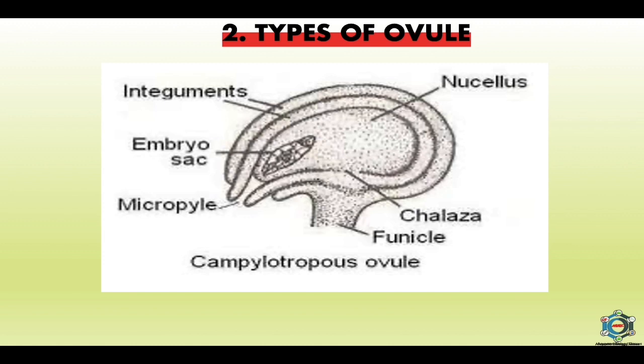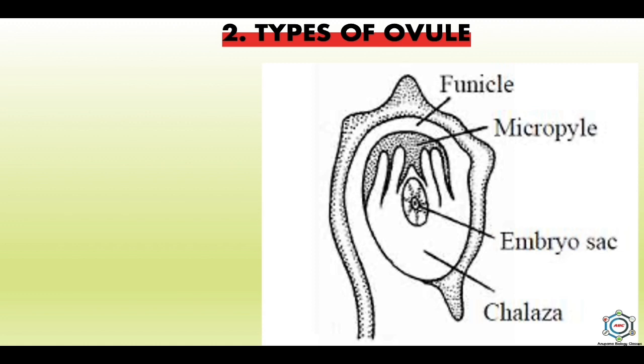Next is campylotropous. Here the body of the ovule becomes curved so that the micropyle and chalaza come to lie on either side of the funicle, and the embryo sac is more or less straight, like here you can see in the mustard. Next is sarcinotropous ovule. Here the ovule is straight with the micropyle facing upwards, like Opuntia.